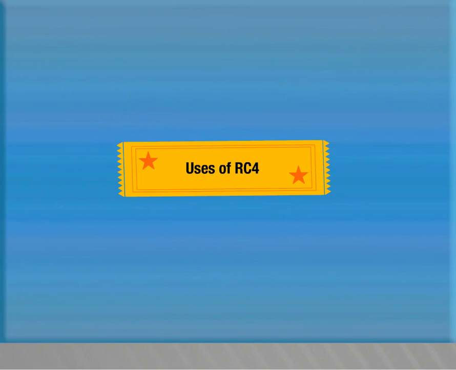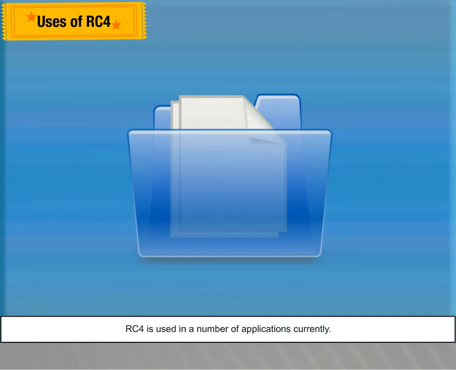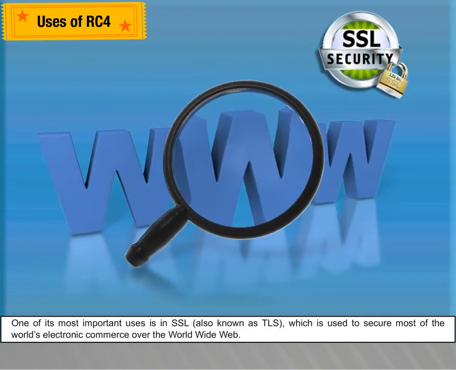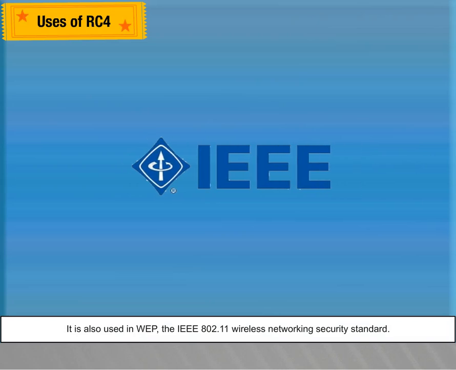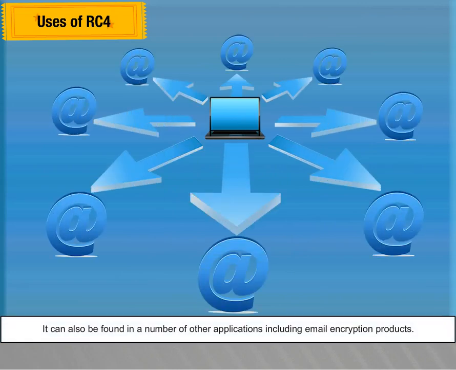Uses of RC4. RC4 is used in a number of applications currently. One of its most important uses is in SSL, also known as TLS, which is used to secure most of the world's electronic commerce over the World Wide Web. It is also used in WEP, the IEEE 802.11 wireless networking security standard. It can also be found in a number of other applications, including email encryption products.